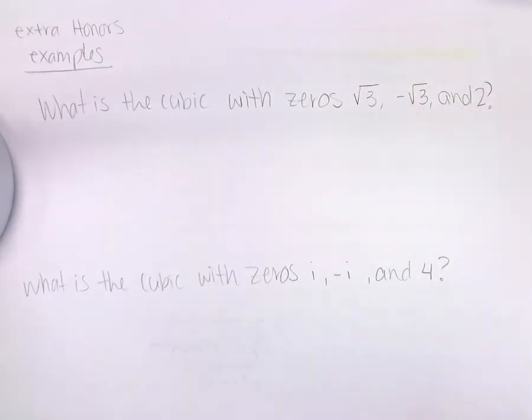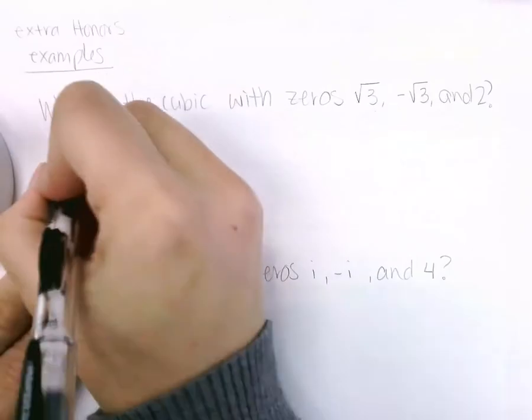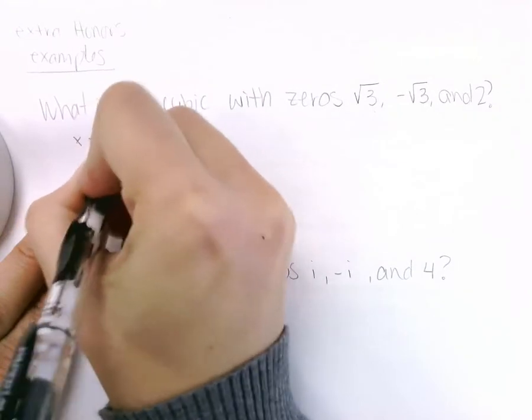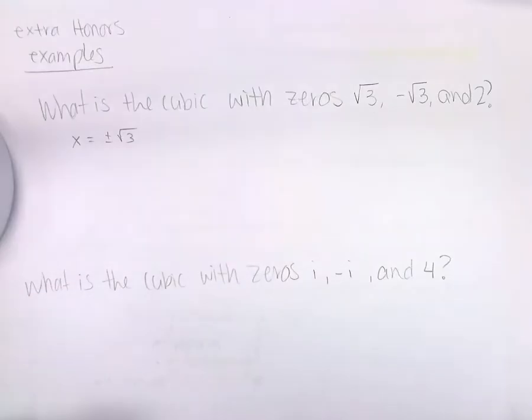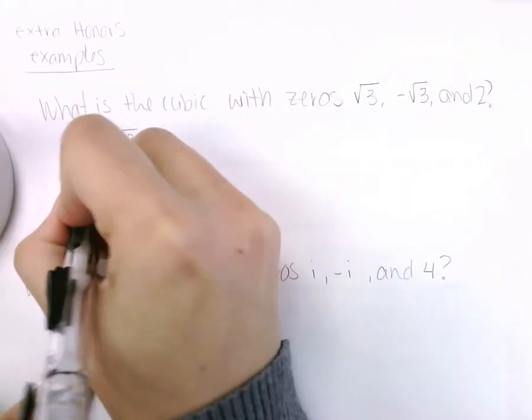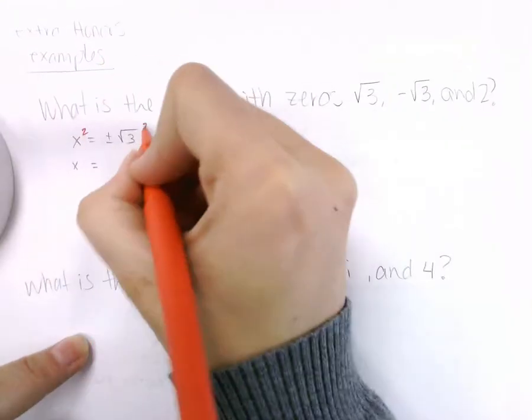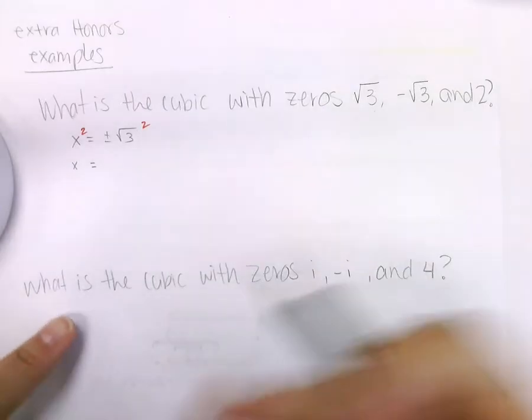In order for us to have the zeros square root of 3 and negative square root of 3, that means that came from us using the square root property. So that means we square rooted both sides.